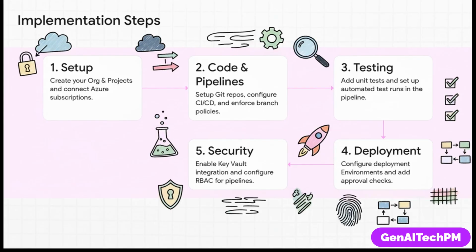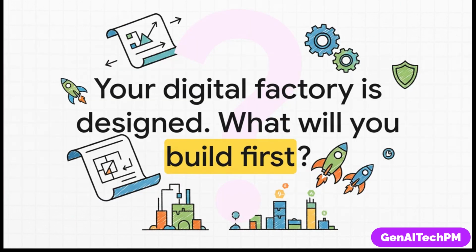You start with the basics, get your organization and projects set up, then you move right into your code and pipelines, making sure you have those safety nets, those branch policies, in place. From there, you layer on automated testing. Then you configure your deployment environments, and finally, you wrap the whole thing in top-notch security. Just follow the steps.